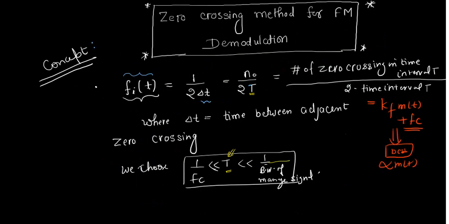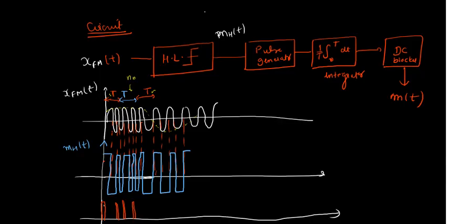And you know that the instantaneous frequency of an FM waveform is kf m(t) plus fc. So if we remove this fc by a DC blocker, the output will be proportional to m(t). So if we know n naught by 2T, we know kf m(t) plus fc, and if we pass it through a DC blocker, the output will be directly proportional to m(t). So this is the concept we use for FM demodulation using the zero crossing method.